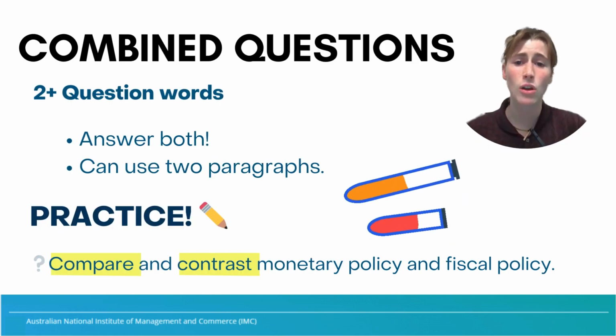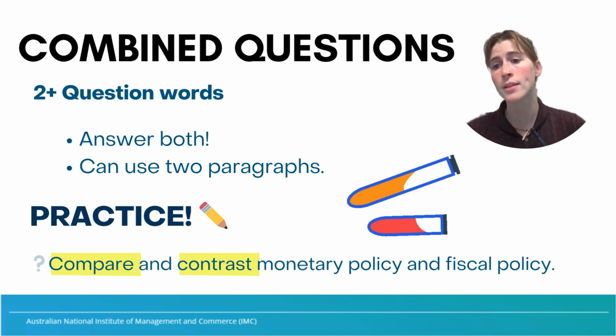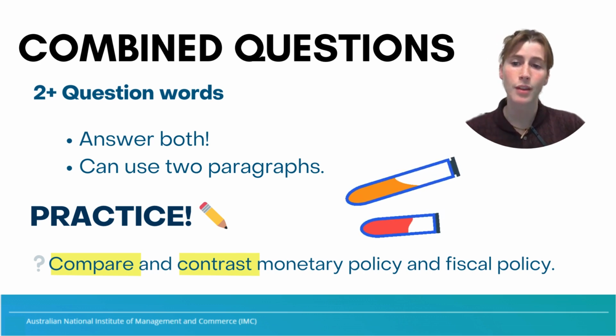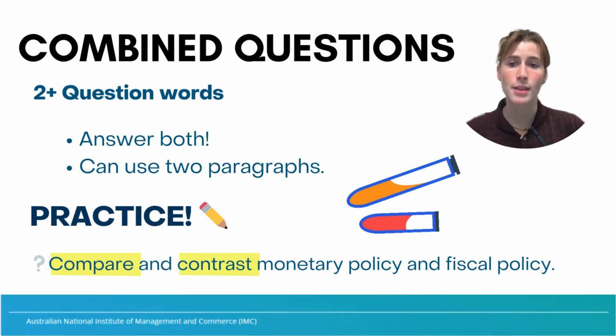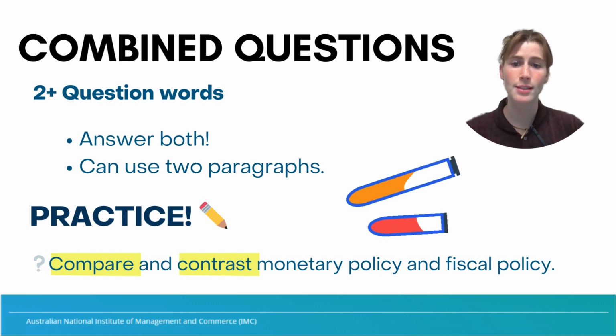If your task is longer, like an extended response in an exam question, an essay, or a report, you might get a combined question. This is where there are more than one question cue in the prompt. For this, you need to answer both cues, and you can do this by using 2 separate paragraphs. A common combined question is compare and contrast. That is, asking you to look at both the similarities and the differences between 2 things.